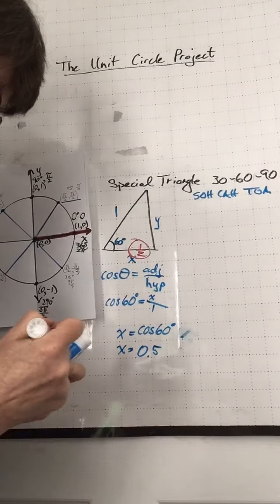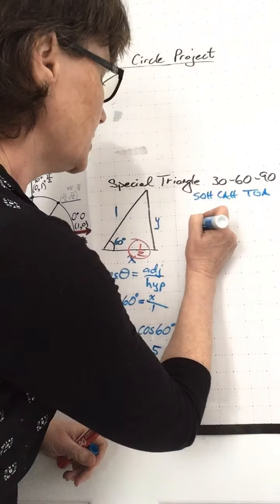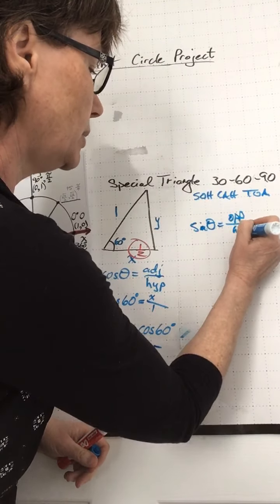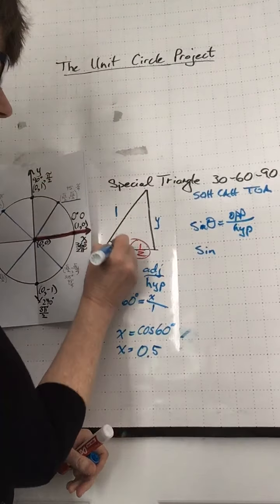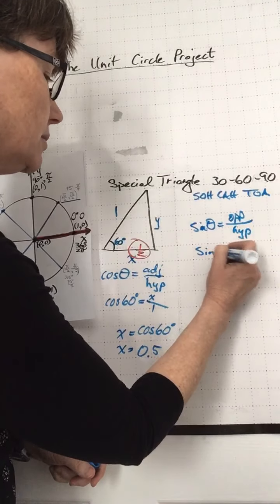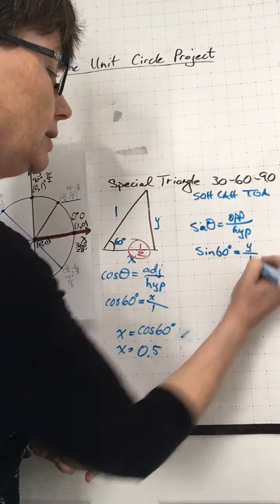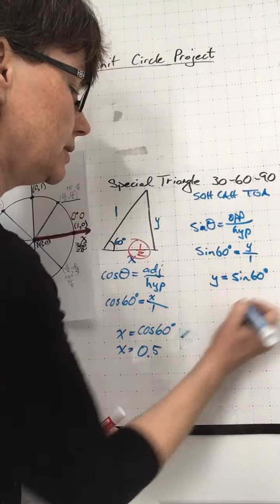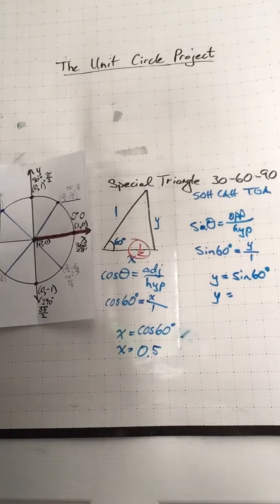All right, let's figure out what the other value is. Sine of theta is opposite over hypotenuse. The angle we're dealing with is still the one in the middle of the circle when this triangle is put on the unit circle, so 60 degrees. Opposite, we're calling y. Hypotenuse is still 1, so y is equal to the sine of 60. Let's put that in our calculator and see what we get.